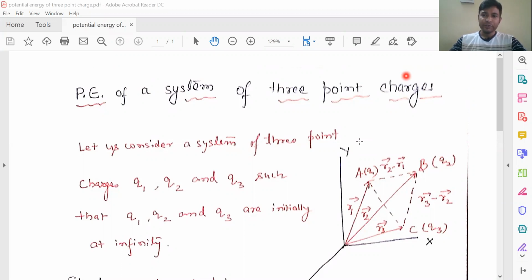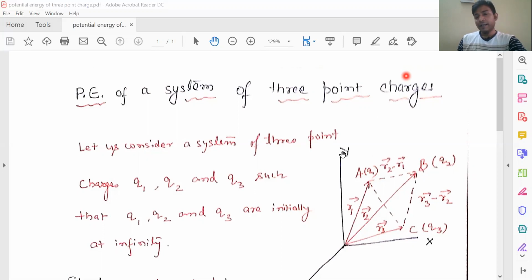Today we are going to introduce a very important topic, and the topic is potential energy of a system of 3-point charge. Actually, we will first try to find out the potential energy of a two-body system, and thereafter we will try to find out the potential energy of the three-body system. So three body means 3-point charge.